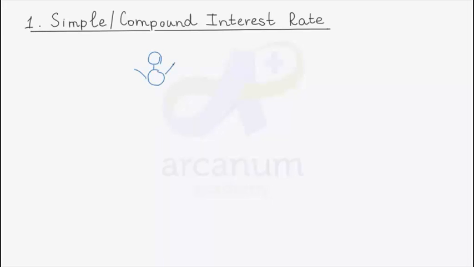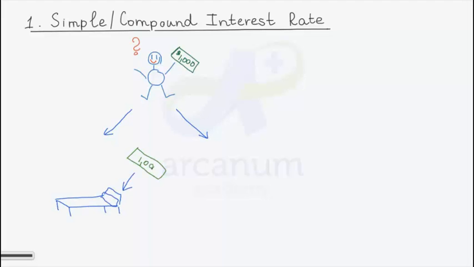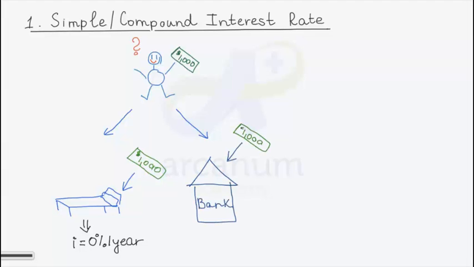Now, assume you have $1,000. What are your options with that $1,000? You can either put it under the pillow, in which case you're not going to be making any money on that $1,000. Another option for you is to go to the bank and invest the $1,000. And in this case, let's assume that the bank compounds 10% per year on your investment. In this situation, which option would you choose?